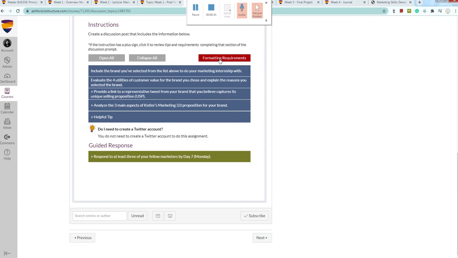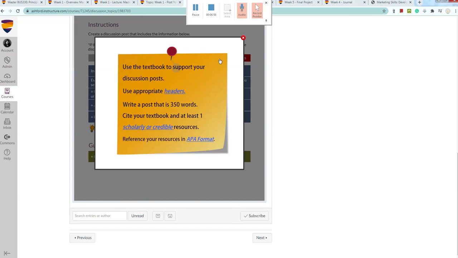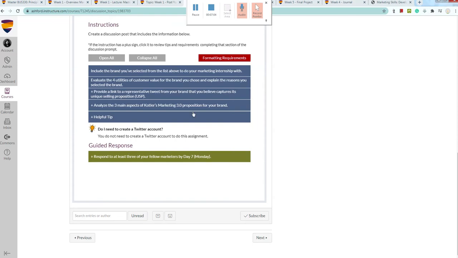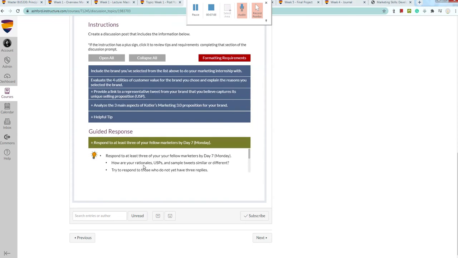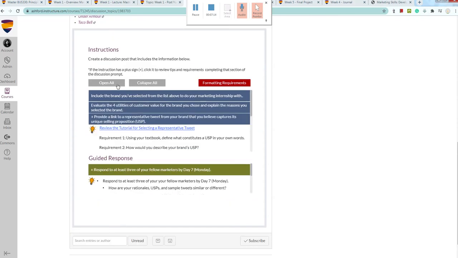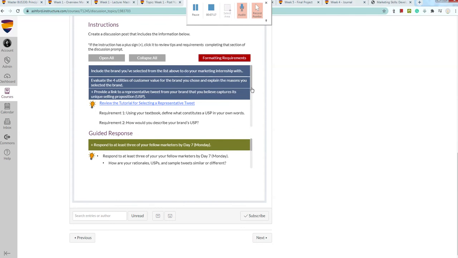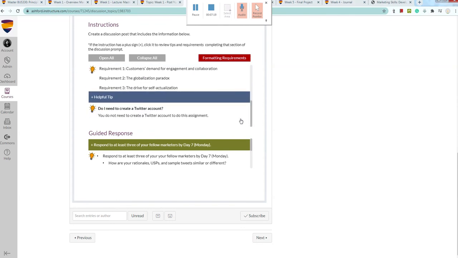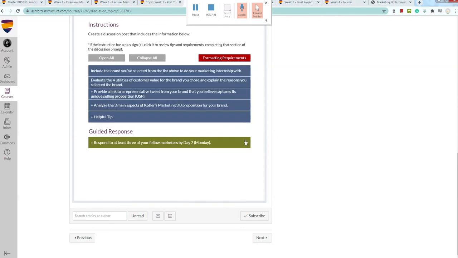Formatting requirements also get separated from the body of the question prompt and placed in a separate box, and the guided peer response also becomes more visible and understandable for students. Students can open all, where they can see every prompt with its tips, or collapse all as they choose.